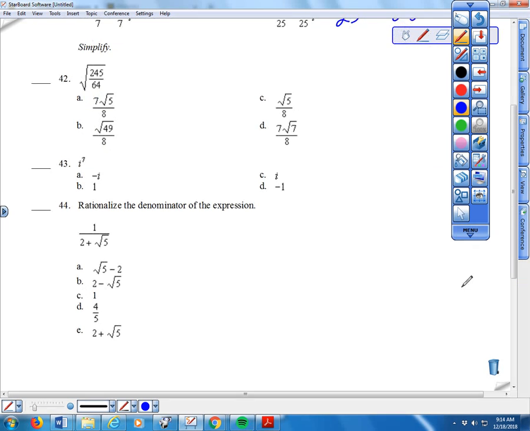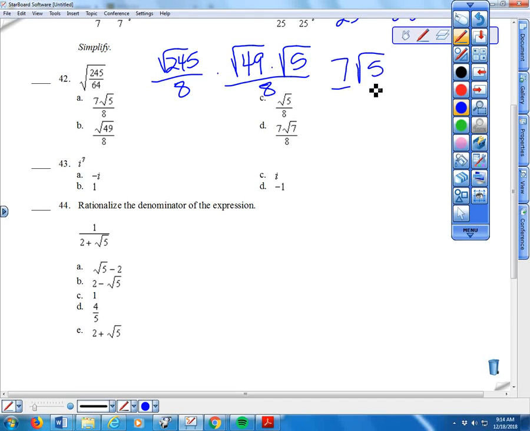This one, don't get caught up in thinking you have to rationalize this. The denominator is the square root of 64, which is 8. So I just have a real number in the denominator now. So I have the square root of 245 over 8. Now I want to simplify 245. I know for sure 5 goes in. That's usually what I jump to when I have a number that ends in 5. 245 divided by 5 is 49. So this is the square root of 49 times the square root of 5 over 8. The square root of 49 is 7. 7 square root of 5 over 8. Your answer, 8.